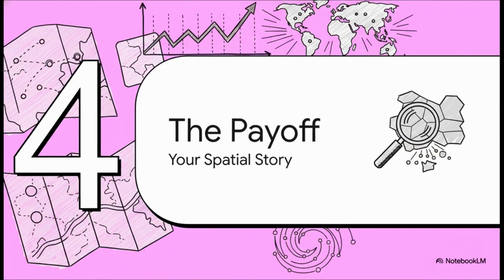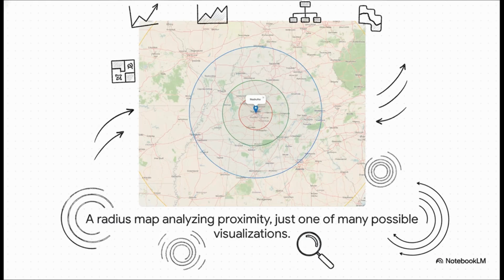And that, right there, is the power we're talking about. This is what the Julia mapping ecosystem gives you. It's the ability to get past simple plots and start uncovering the hidden spatial stories inside your own data. And you're not limited to just one type of map. You can create a huge variety of visualizations to answer all kinds of different questions. For instance, you can easily build radius and distance maps, just like this one, to analyze proximity and really understand the reach of a particular spot.